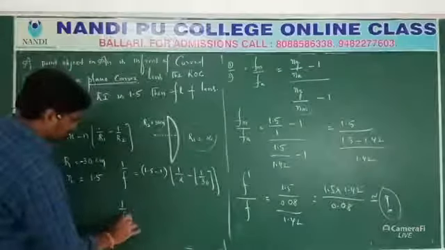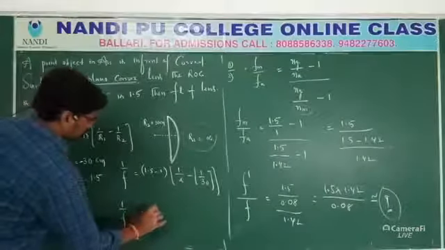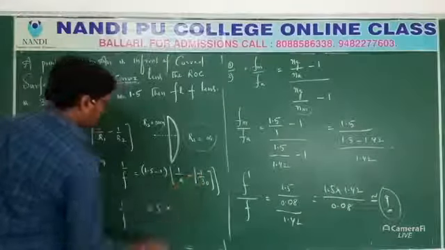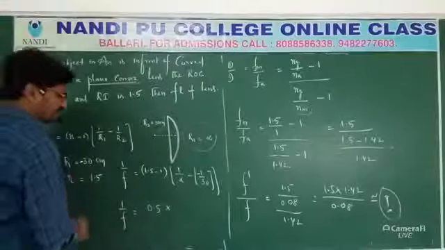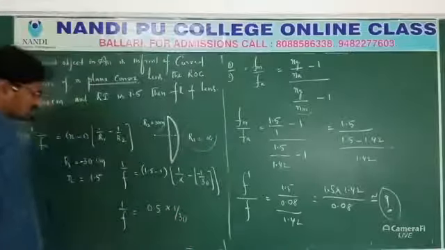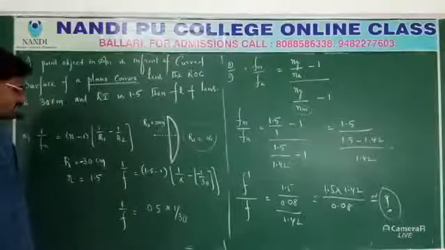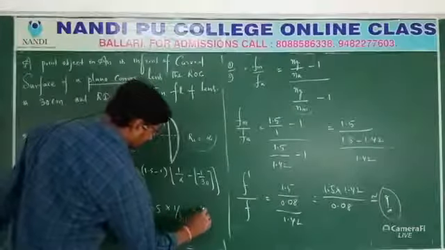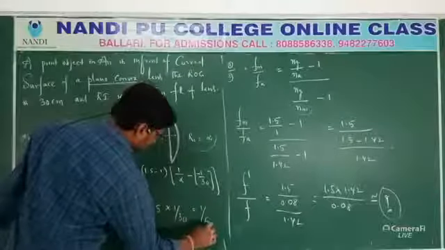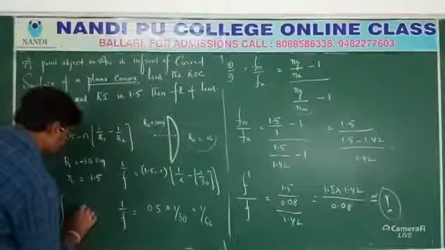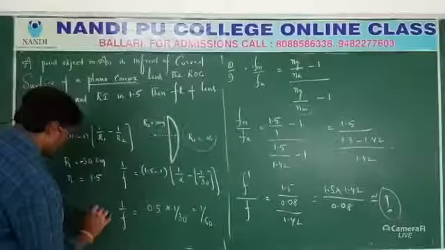So 1 by f is equal to 0.5 into (1 by infinity, which is 0, minus of minus 30). Minus 30 plus 30 means 1 by 30. So now 0.5 by 30, that is 5 by 300, that is 1 by 60. So what is your answer? f is equal to 60 centimeters.